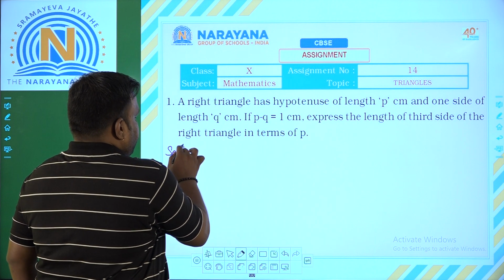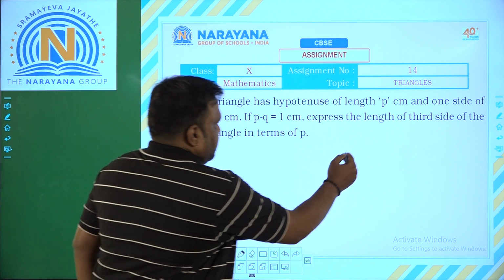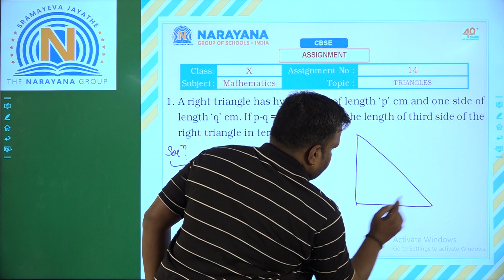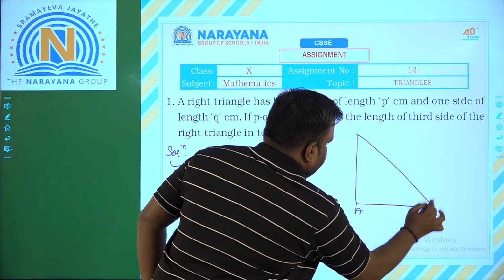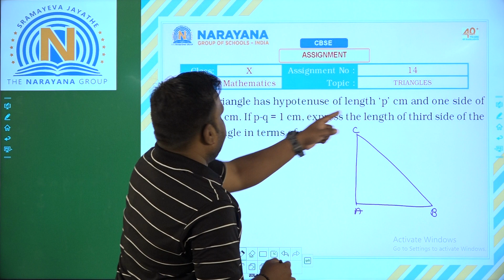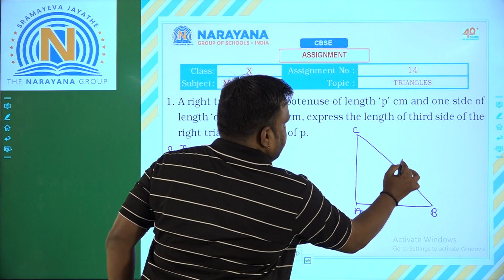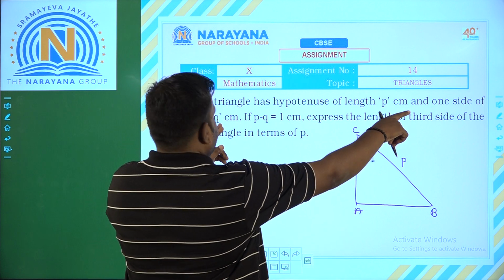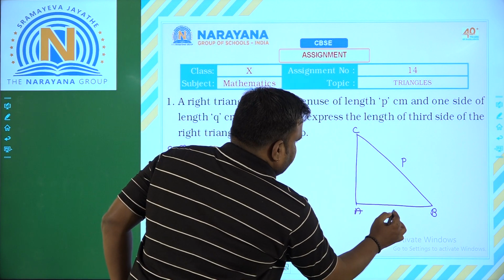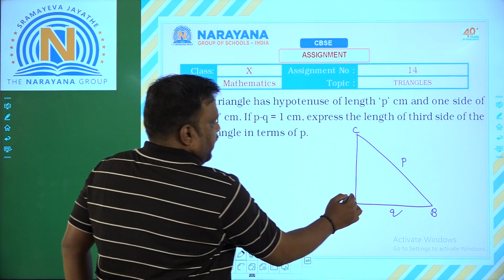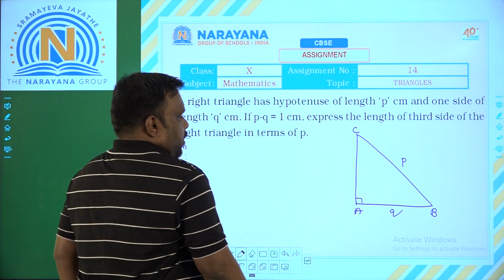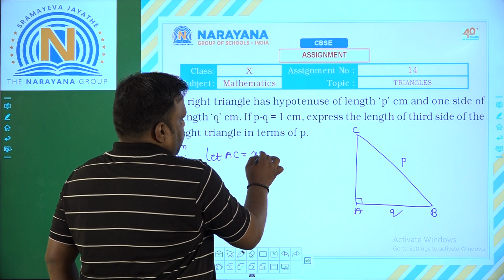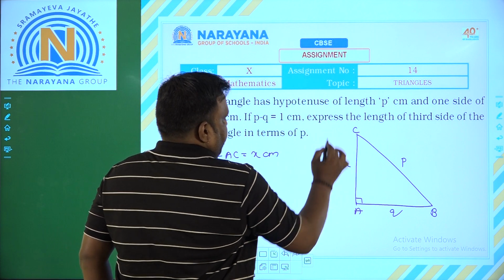first let us draw the figure. See, this is the right triangle A, B, C, and it is clearly given the length of the hypotenuse is P. This is P centimeters, and one side is of length Q centimeters. So let us take AB as Q, and here it is 90 degrees. Now we don't know the third side. Let AC be equal to x centimeters. Let us take this as x centimeters.